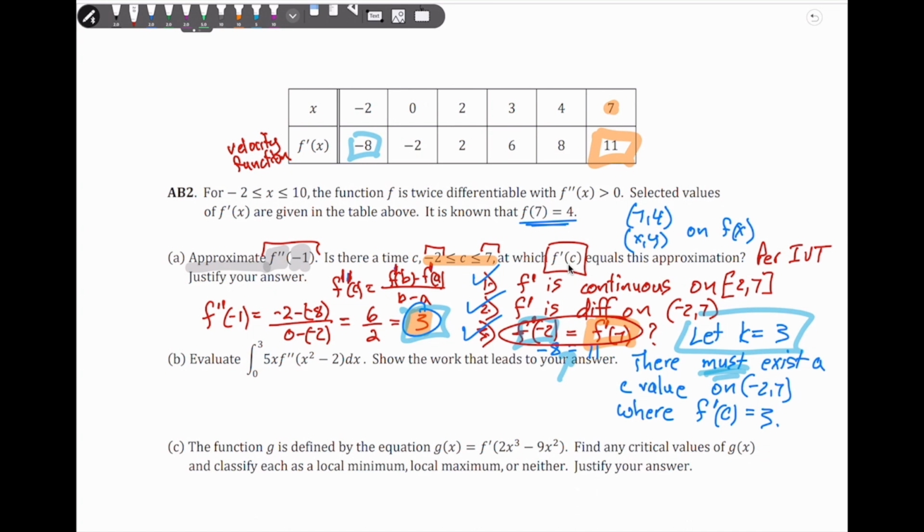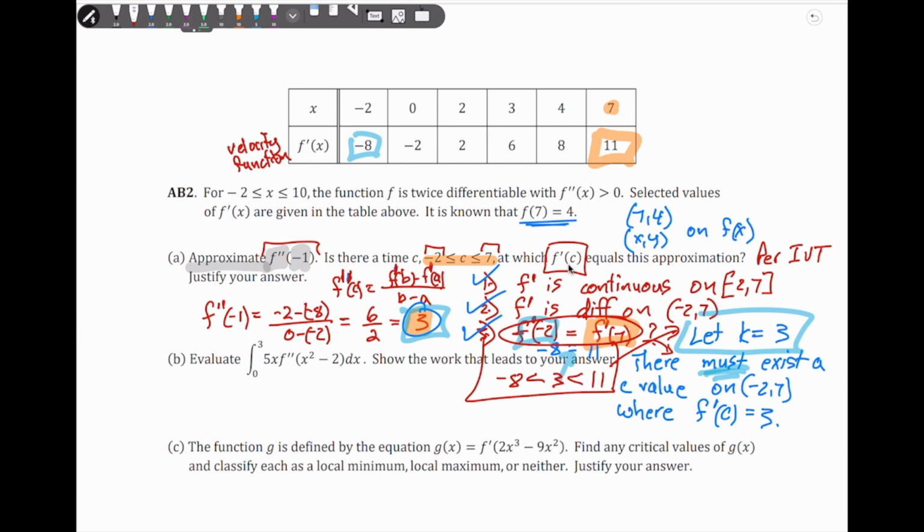We know that the third condition shows that these are not equal, but we also have to show that 3 is between negative 8 and 11. So let's go ahead and show that condition before we go ahead and say there must exist.